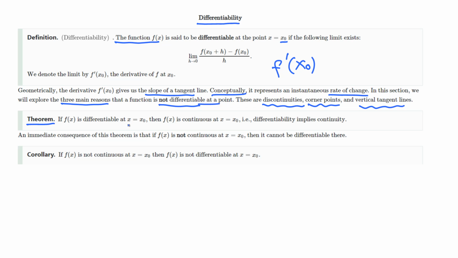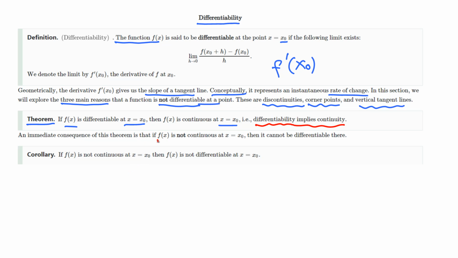So here's a theorem. If the function is differentiable at a point x0, then the function is continuous at that point. All that means differentiability implies continuity. So differentiability is stronger. It needs a lot of things. Continuity does not need that many. So if a function is differentiable at a point, then it's continuous there. But the backward is not true.